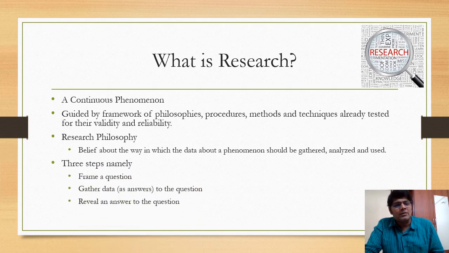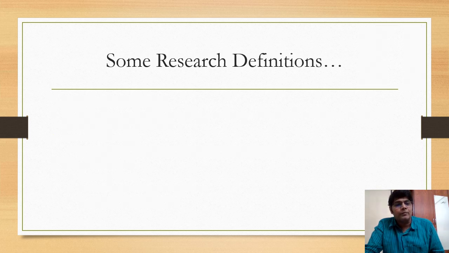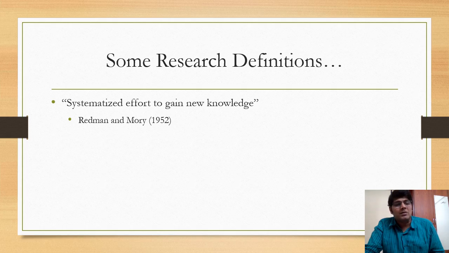And when you speak about research, it is generally considered to be occurring in three steps. The first step involves framing a question. The second step involves gathering data in the form of answers to the question. And the final step involves revealing an answer to the question. And there has been plenty of definitions given to the term research. The most simplest one and the widely accepted definition was given by Redman and Mori in 1952. It's a very simple definition which says systematized effort to gain new knowledge.